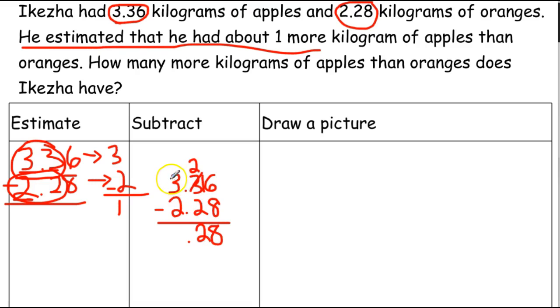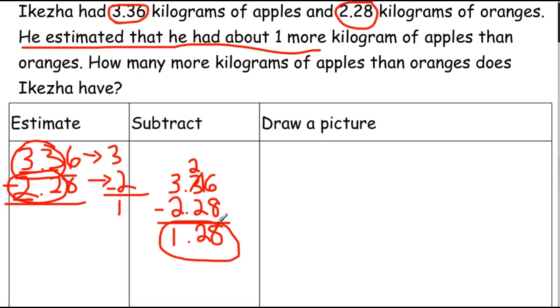And last but not least, I'm going to subtract 3 minus 2, my ones place. 3 minus 2 is going to be 1. So my answer would be 1 and 28 hundredths of a kilogram. That's how many more apples he has than oranges.